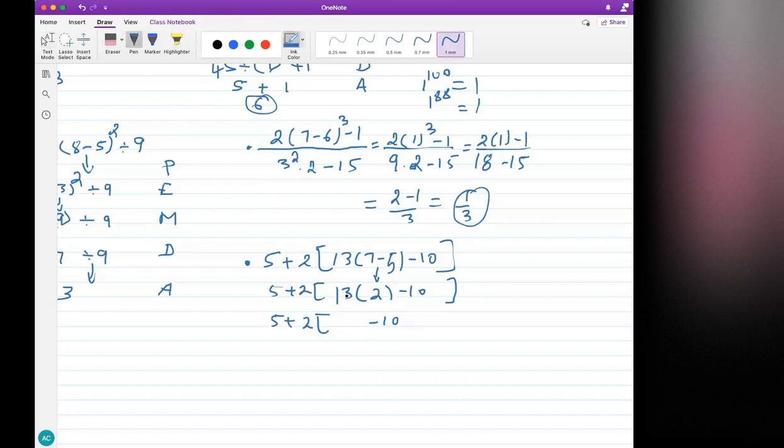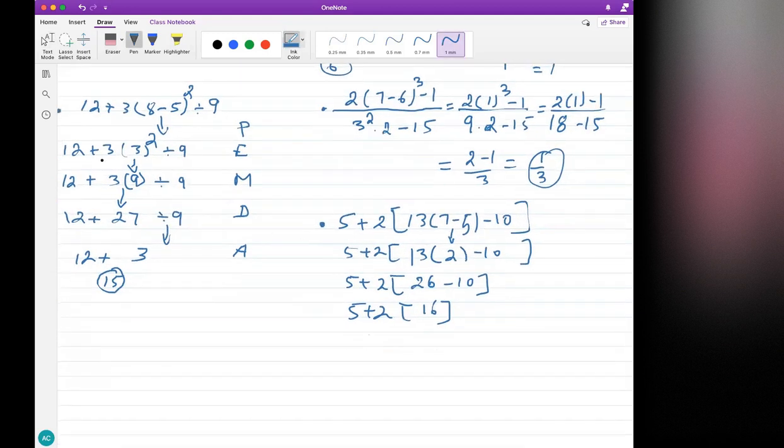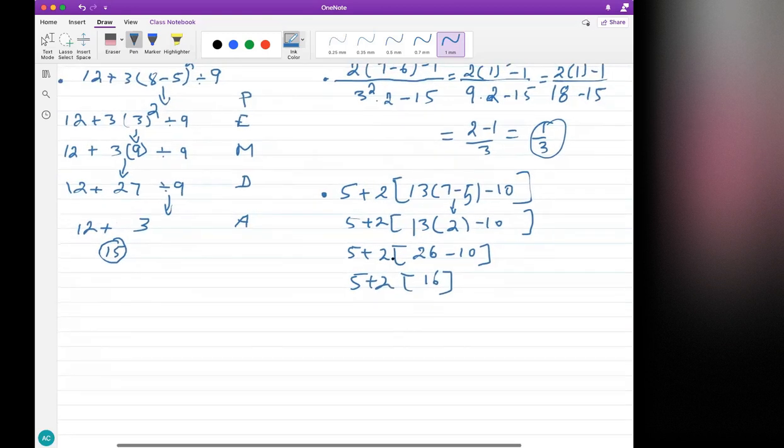So we have 13 times 2, that's 26, minus 10. The last operation inside the brackets will be the subtraction. So that's 16. Finally, we're down to 2 operations. We have addition here. What is the operation here between the 2 and the brackets? Is that multiplication? That's right. Just like with parentheses, it means it is a multiplication in between.